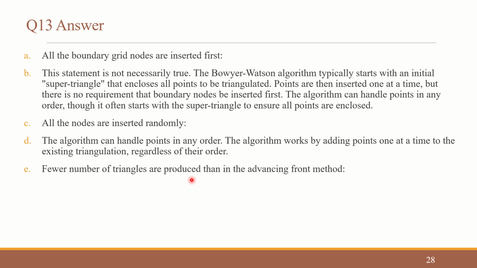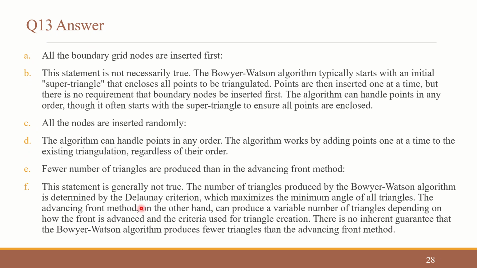Last one, fewer triangles are produced than in the advancing front method. Again, this statement is generally not true. The number of triangles produced by the Bowyer-Watson algorithm is determined by the Delaunay criterion, which maximizes the minimum angle of all triangles. The advancing front method, on the other hand, can produce a variable number of triangles depending on how the front is advanced and the criteria used for triangle creation. There is no inherent guarantee that the Bowyer-Watson algorithm will produce fewer triangles than the advancing front method. This is generally not true. It may or may not produce fewer.